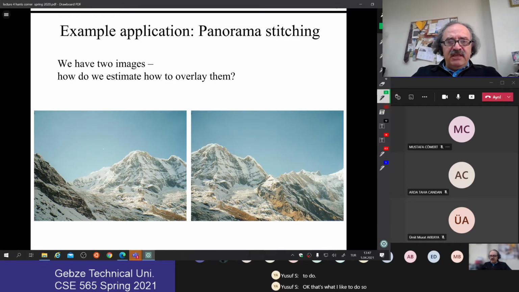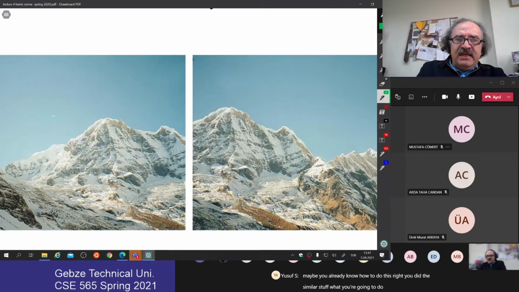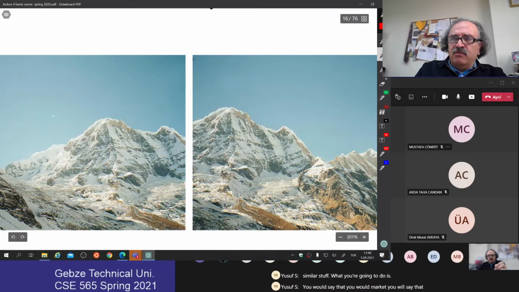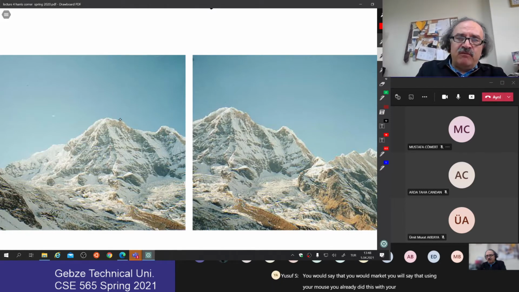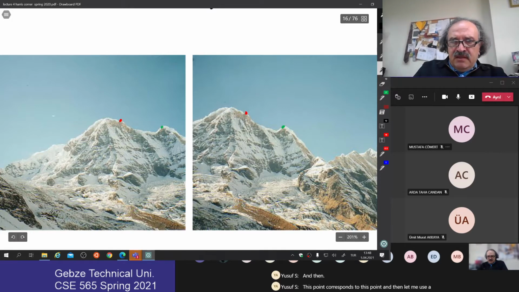So what you're gonna do is, maybe you already know how to do this, right? You did similar stuff. You would mark it using your mouse, you already did this with your homework number 1. You will say that this point corresponds to this point, and then this point corresponds to this point, and then let me use a black color, and I like to use somewhere in the middle.